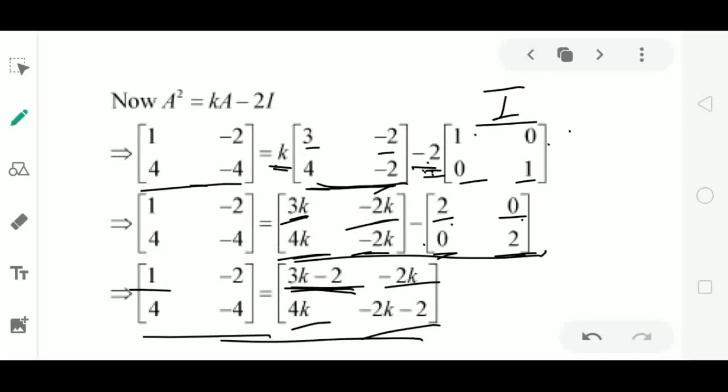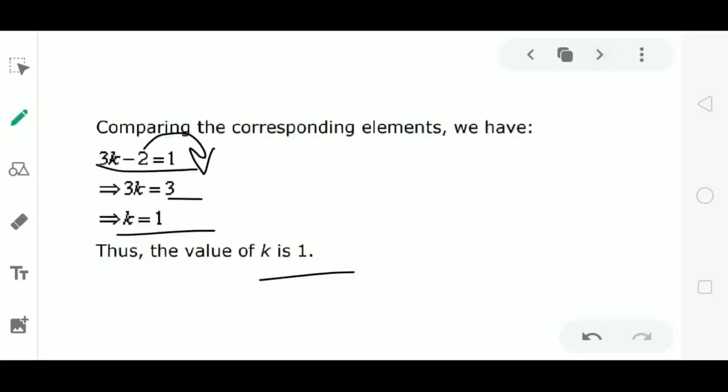Also you can compare the second elements. Minus 2 in the LHS is equal to minus 2K. Minus 2 equal to minus 2K. On solving this we get again K is equal to 1. Similarly, third element 4 equal to 4K, which also gives K equal to 1, and minus 4 equal to minus 2K minus 2, which also results with K equal to 1. Hence the value of K is 1.